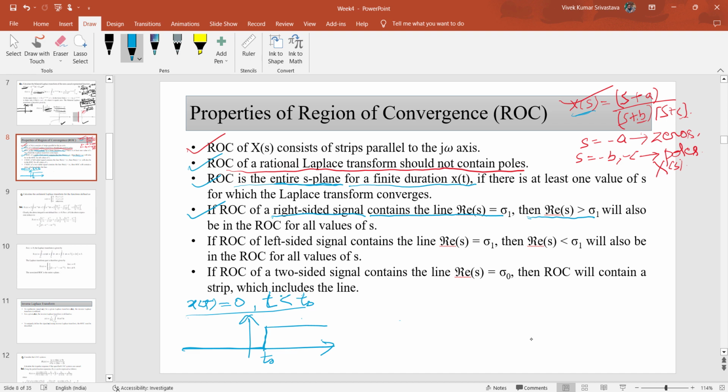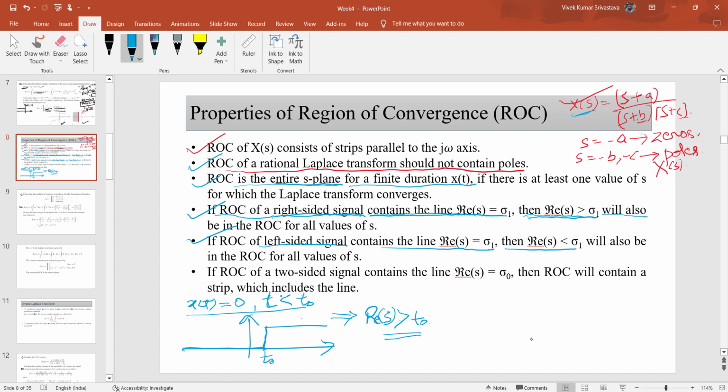So the ROC for this kind of signal, a right-sided signal, is stated by this property: if the signal contains the line real part of s equal to sigma 1, then the ROC is real part of s greater than sigma 1. Similarly, for a left-sided signal which contains the line real part of s equal to sigma 1, the ROC is defined as real part of s less than sigma 1.